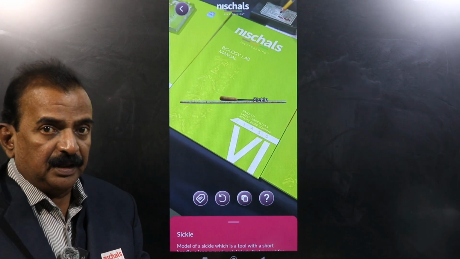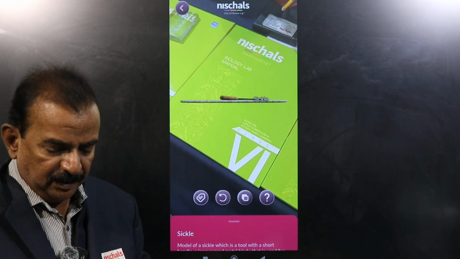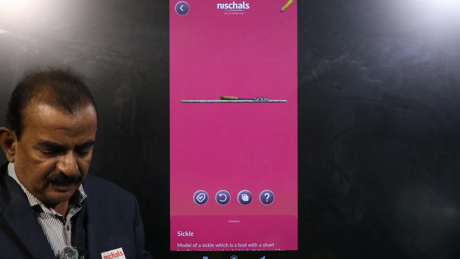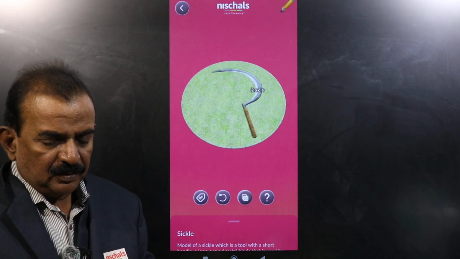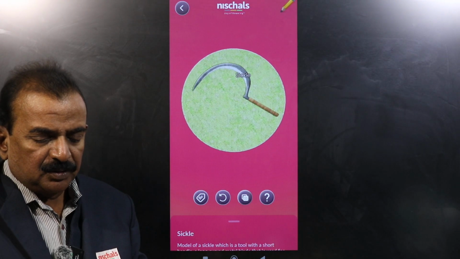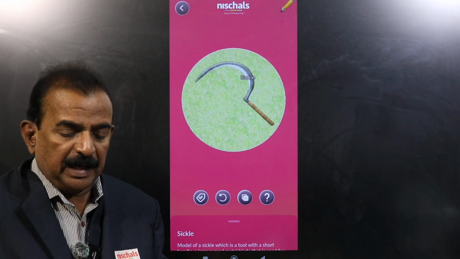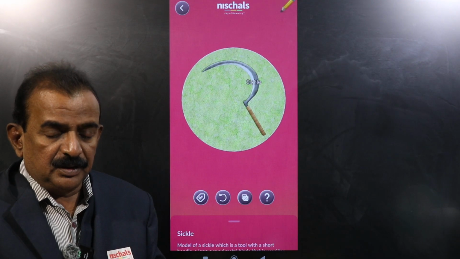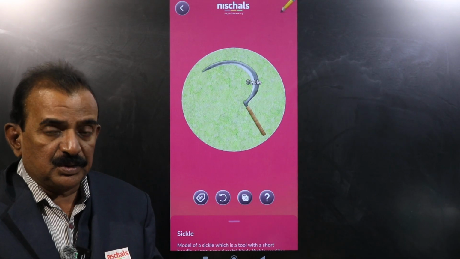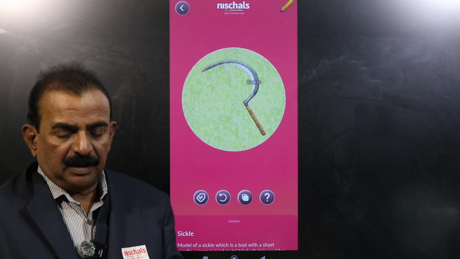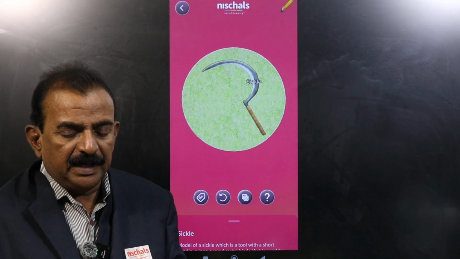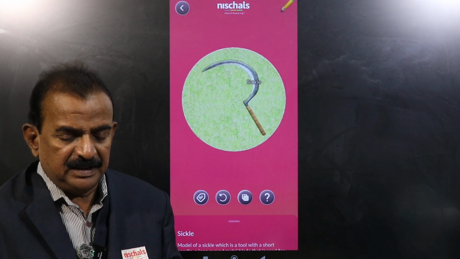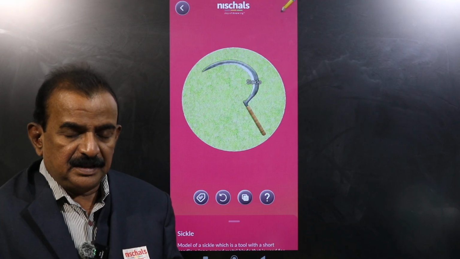Hello children. Here on the interactive flat panel, you are observing a 3D model of a sickle. So this is a sickle. A sickle is an instrument, a device, and this is used to cut the matured crops. In India, the majority of farmers still use the sickle to cut the crops.